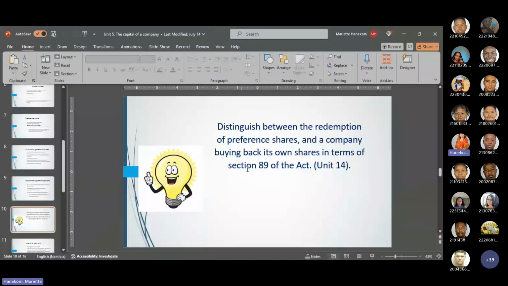Okay, there's just that warning there for you to remember. Distinguish between the redemption of preference shares, and don't refer to buying back of preference shares. Redemption of preference shares differs from the procedure laid down in Section 89 of the Companies Act that we're going to be doing in Unit 14, the company buying back its own shares. Don't stress about the distinction now. We'll do that in Unit 14.